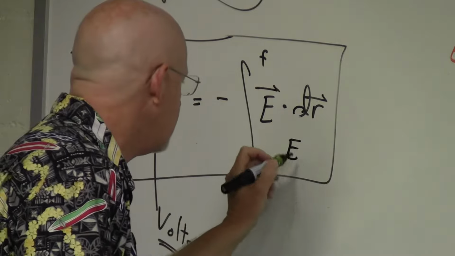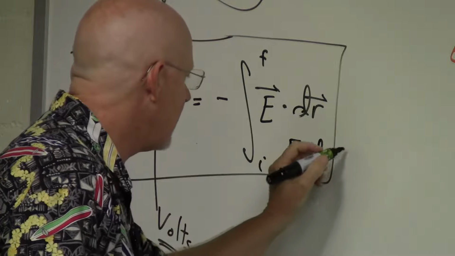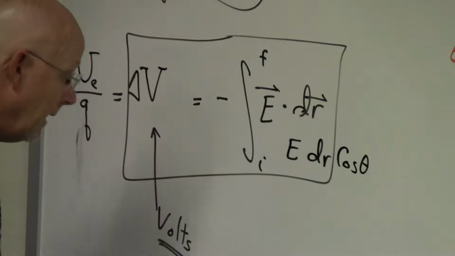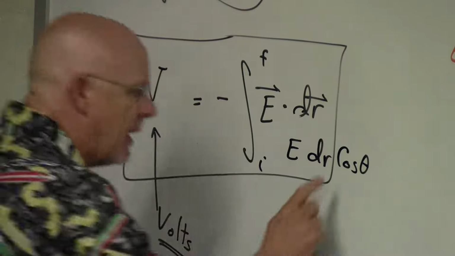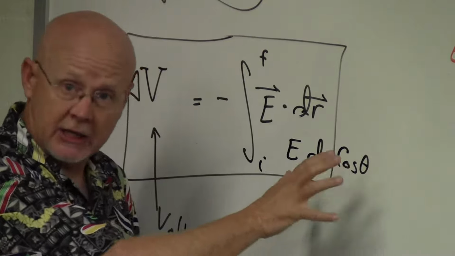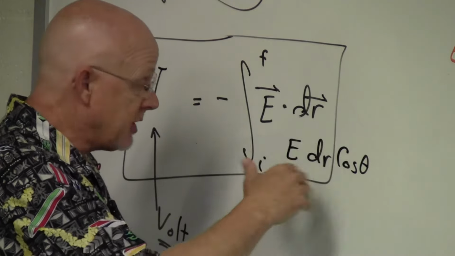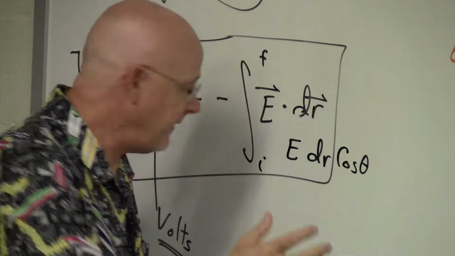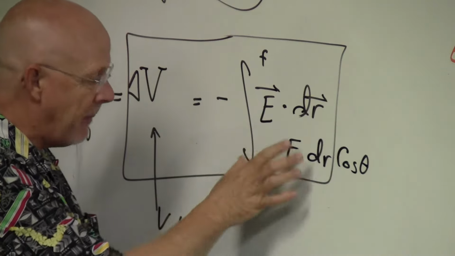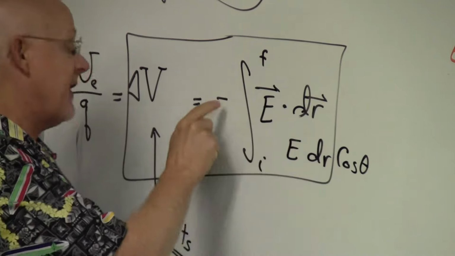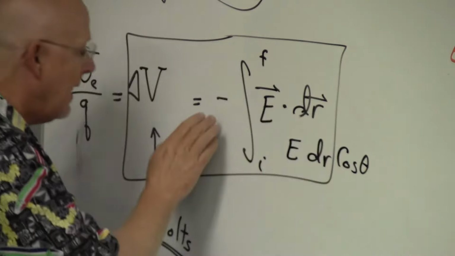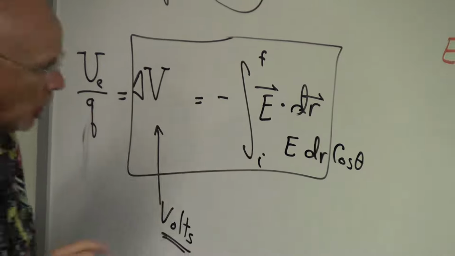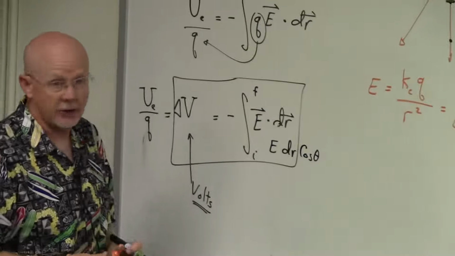Maybe I should even write, this is the magnitude of E, times the magnitude of dr, times the cosine of the angle between them. So again, if I were to move 90 degrees, I would have cosine of 90 degrees in here, and cosine of 90 degrees is 0. So as long as I always move at 90 degrees to the electric field, this would always be 0. If you add up a bunch of zeros, you still get 0, and if you take the negative of that, you still get 0. And so this is saying that the potential does not change when you move at 90 degrees.